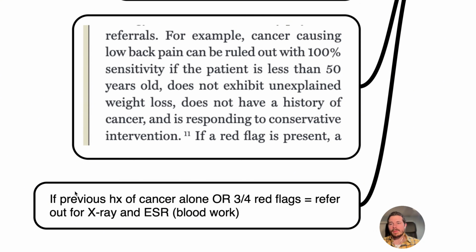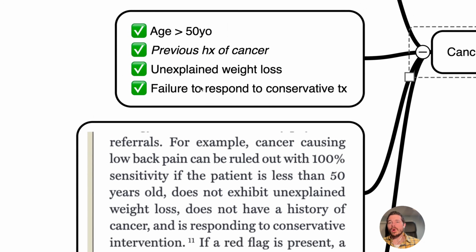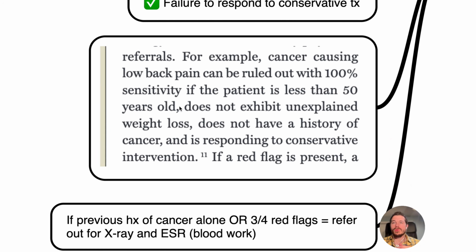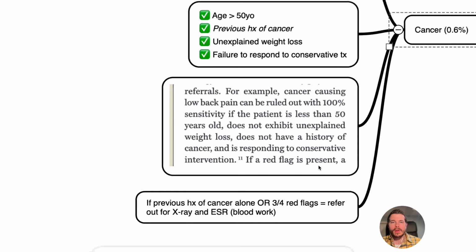Pretty cool. On the flip side, if you have a previous history of cancer alone, or 3 out of 4 of these findings, then generally we would recommend that you get referred out for some type of x-ray and or blood work to screen for an elevated ESR, erythrocyte sedimentation rate, essentially a marker of inflammation in the blood. All right, so that's cancer.